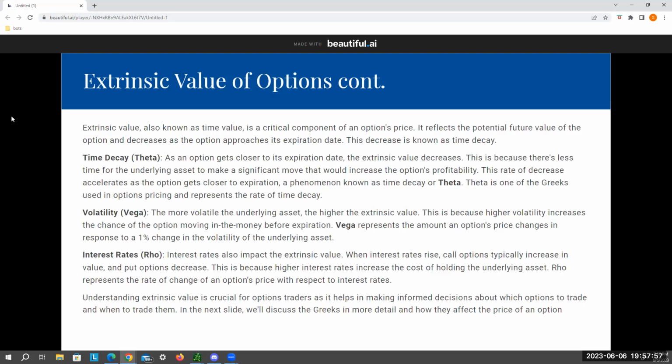Now, extrinsic value, also known as time value, is one of the most critical components of an option's price. It reflects the potential future value of the option and decreases as the option approaches its expiration date. The decrease is known as time decay. Time decay is the Greek called theta. As the option gets closer to its expiration date, the extrinsic value decreases by the theta. It's because there's less time for the underlying asset to make significant moves towards your strike price. The rate of this decrease accelerates as the option gets closer to expiration. The phenomenon is known as time decay, or theta.